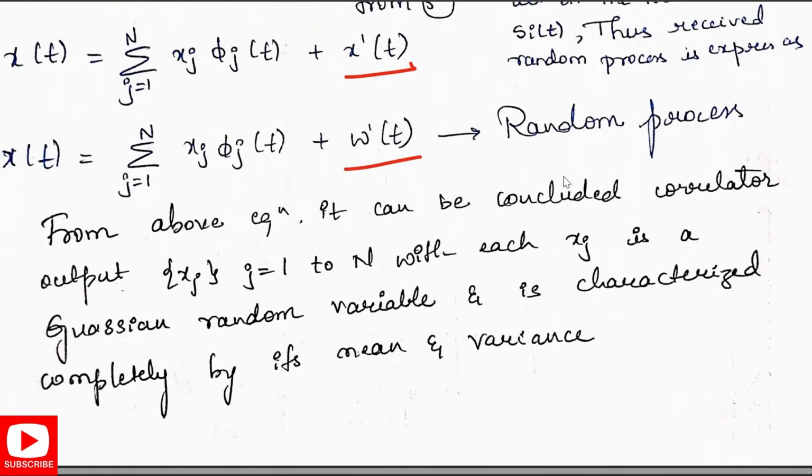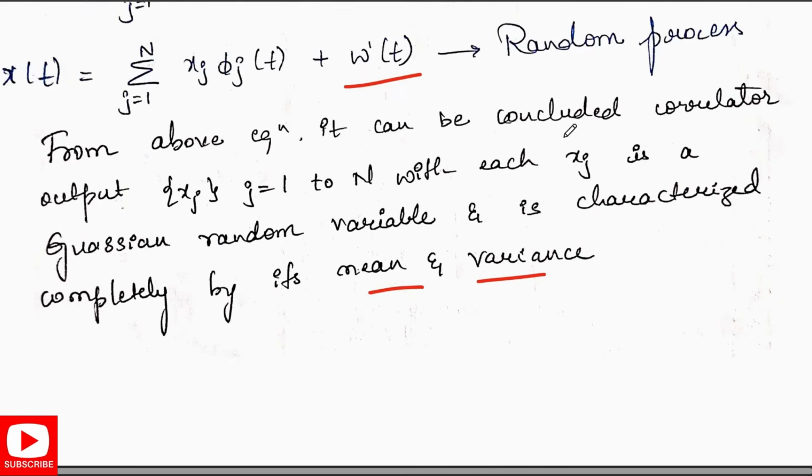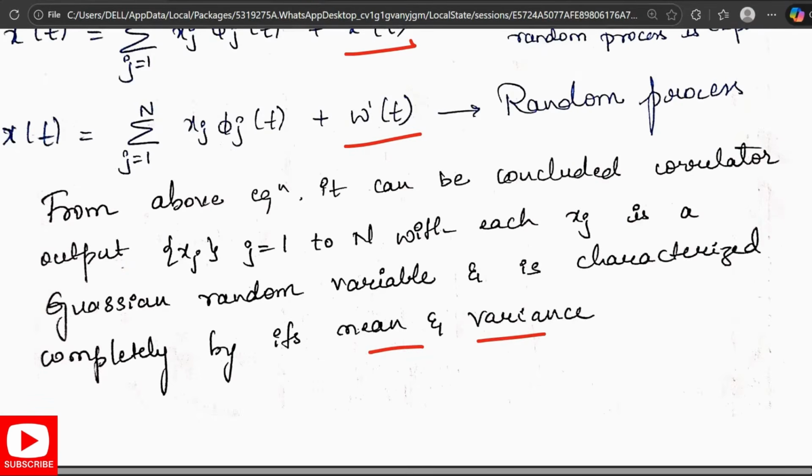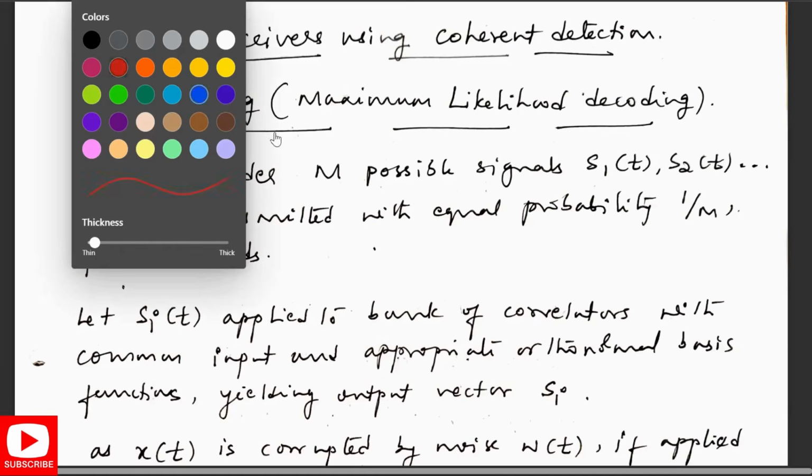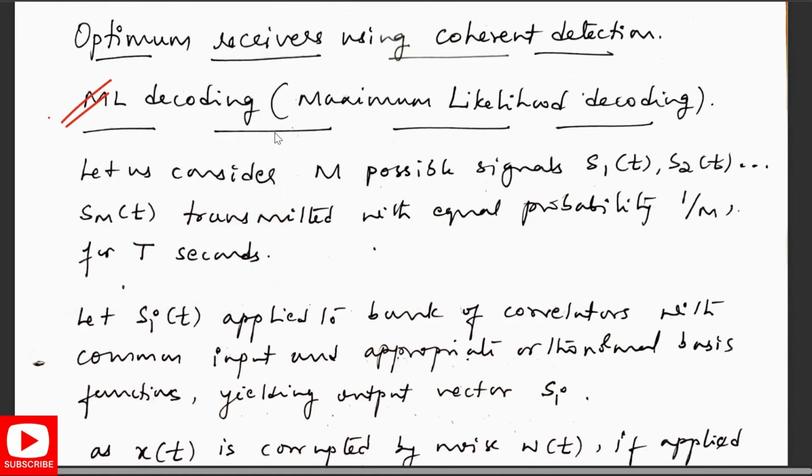From the above equation, we can conclude that the correlator's outputs, that is xj, j equal to 1 to n, with each xj being a Gaussian random variable, are characterized completely by their mean and variance. So this one part is done. And next we will move on to the optimum receivers of the coherent detection. The first one is the ML decoding, the maximum likelihood decoding.